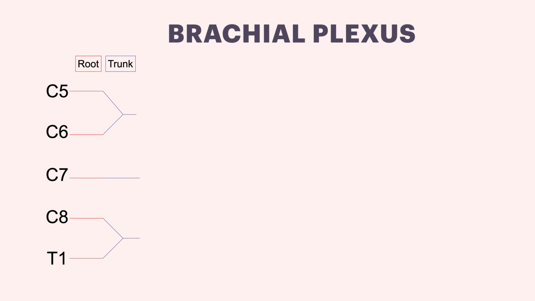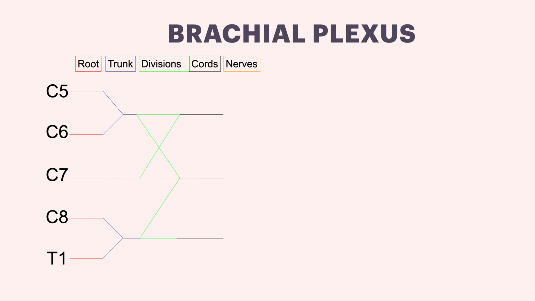These then go on to become trunks, and the C5 and C6 roots merge into the upper trunk. The C7 continues as the middle trunk, and the C8 and T1 roots then merge to become the lower trunk or inferior trunk. Now, each of those trunks divides into an anterior and posterior division, and the posterior divisions, all 3 of them, merge to become the posterior cord. The anterior division of the upper trunk and middle trunk then merge to become the lateral cord. The anterior division of the inferior trunk goes on to become the medial cord, and that's depicted here.